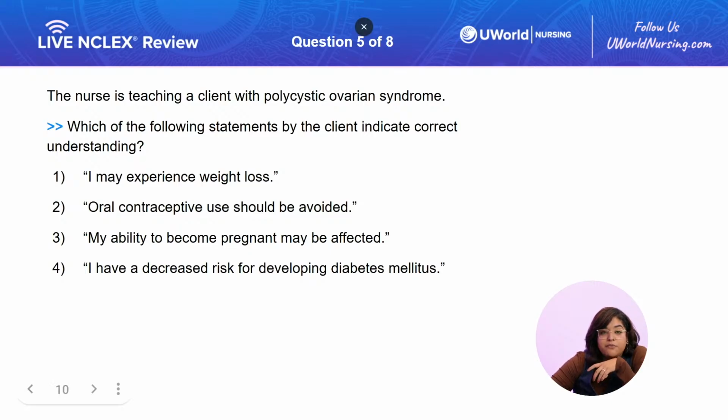All right, so we made it to question 5. The nurse is teaching a client with polycystic ovarian syndrome. Which of the following statements by the client indicates correct understanding? Option 1, I may experience weight loss. Option 2, oral contraceptive use should be avoided. Option 3, my ability to become pregnant may be affected. Option 4, I have a decreased risk for developing diabetes mellitus. Let me know what you guys think, and like I said, start with what you know about polycystic ovarian syndrome. What are the treatments? What do you do? What do you avoid? Let me know.